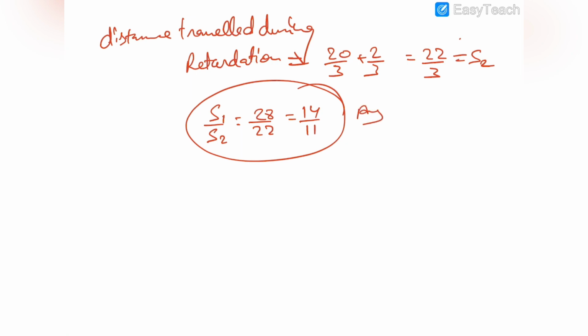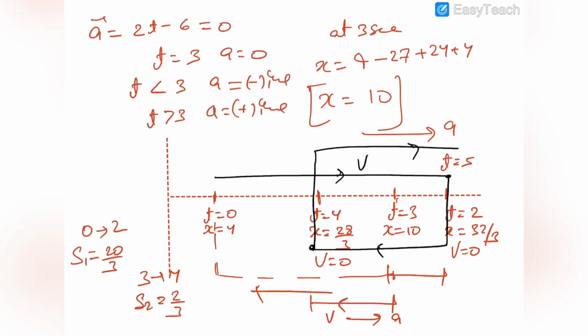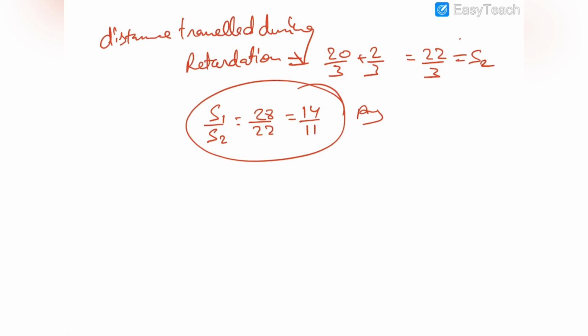And the displacement which we have already calculated is 20 by 3, because the initial position is this and the final position at which the journey ends is this one, 32 by 3. So 32 by 3 minus 4 is equal to 20 by 3. Now we move on to the next concept illustration problem.